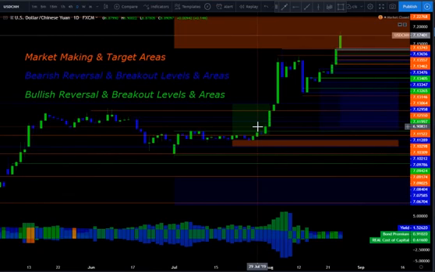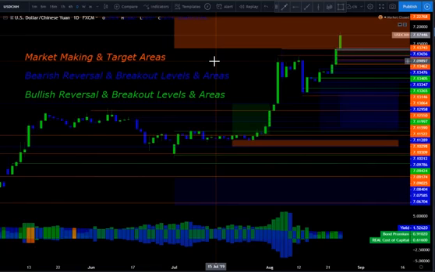But what we're looking at is when price goes to a key market making level or target area, we're looking at what the overall conditions are, because typically at those levels is where we are going to find market-making activity. We're not going to find price action. We're going to find market-making activity. In other words, a place where price stops, where capital performance changes.